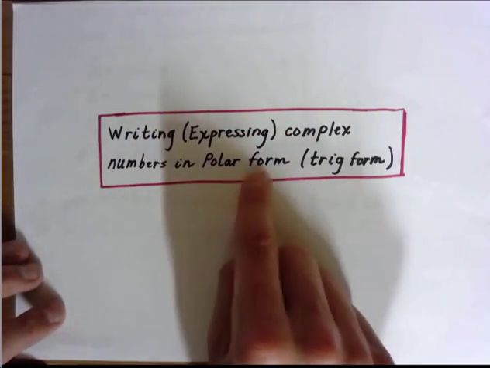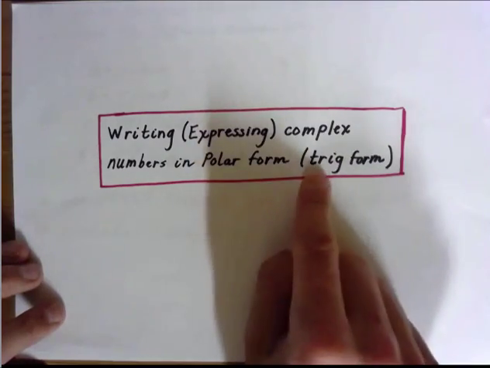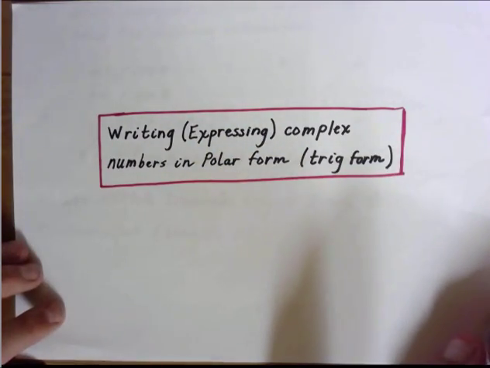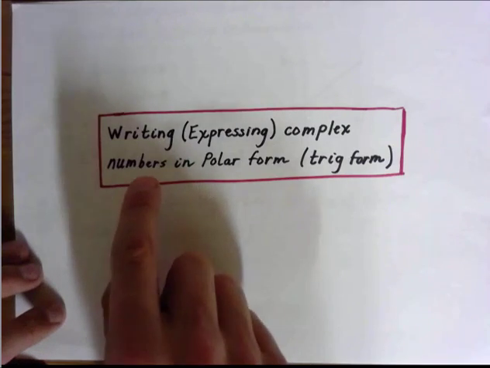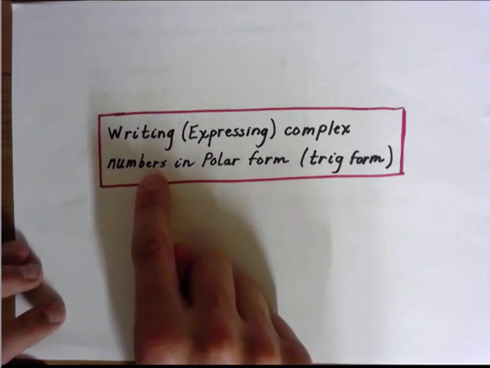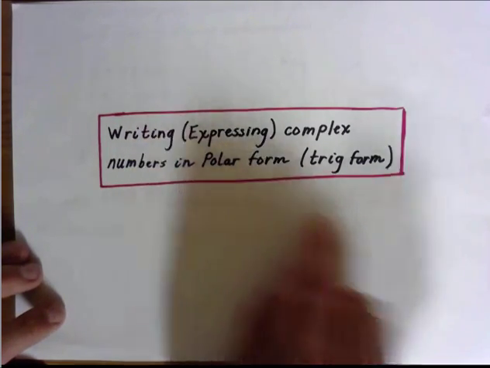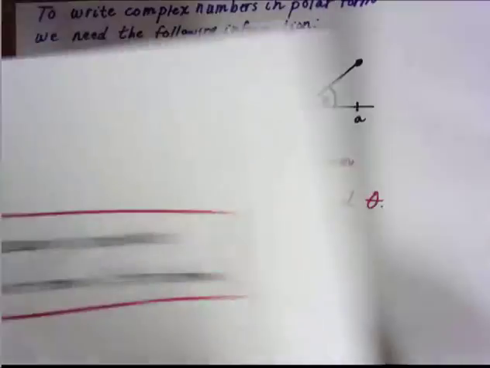We're going to write these in polar form, okay? We also call this trig form. We've got a couple of examples to show you, but the goal today is: if I give you a complex number, can I write it in polar form? And that's what we're going to show you today. So let's go ahead and get started.